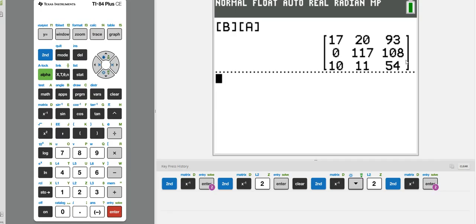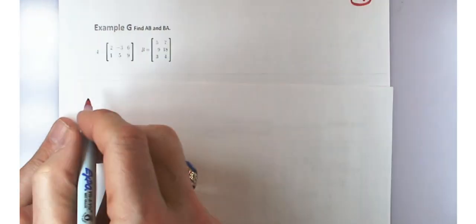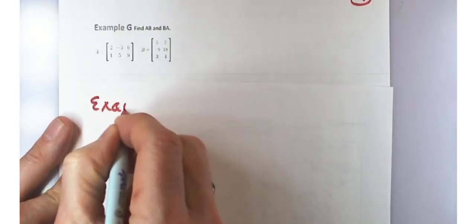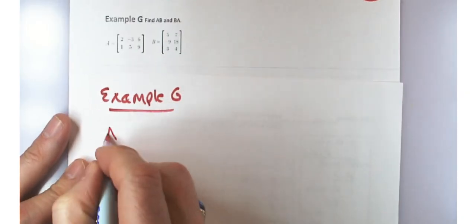Let's set up a different one. Let's set up A times B. I promise that's going to be easier. Why is that going to be easier? Let's take a look at A times B. So this is still example G. A times B.